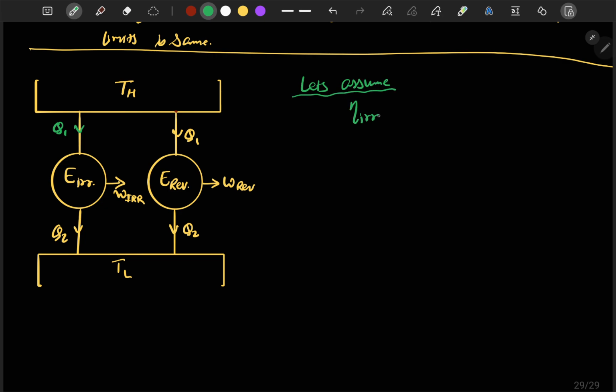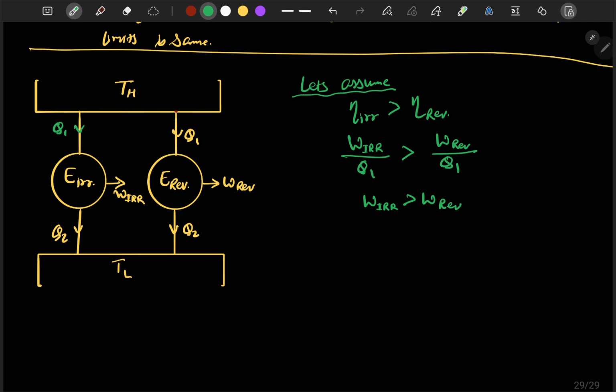Let's assume that the efficiency for the irreversible cycle is greater than the efficiency for the reversible cycle. What does it mean? Efficiency for any cycle is desired effect upon input. Here the desired effect is work done irreversible divided by Q1, and this should be greater than work done reversible divided by Q1. So from here we get work done irreversible is greater than work done reversible.